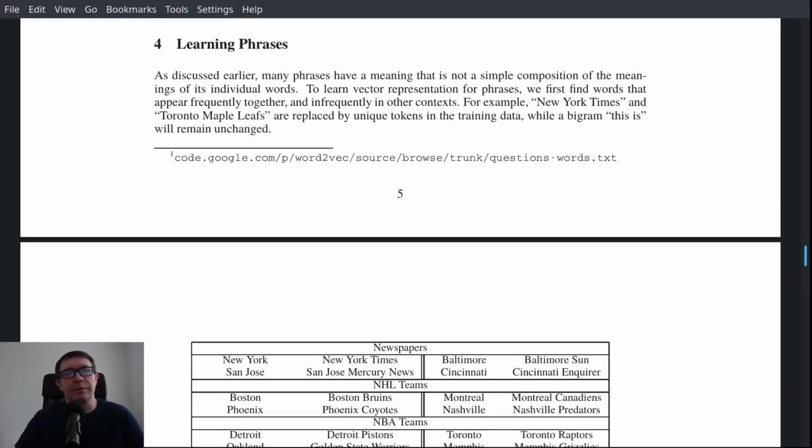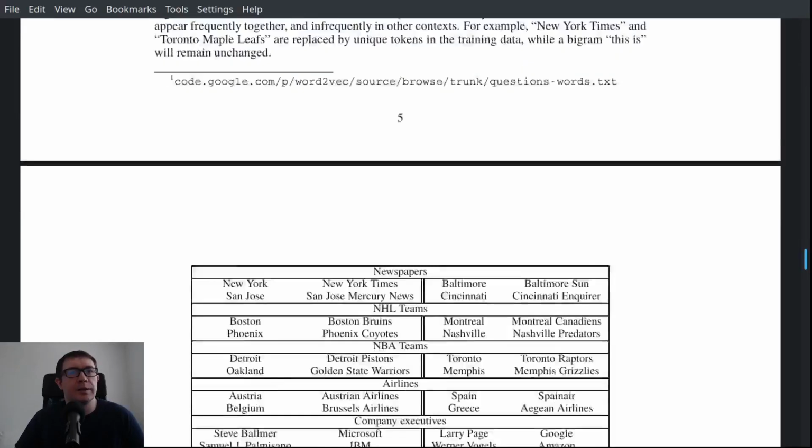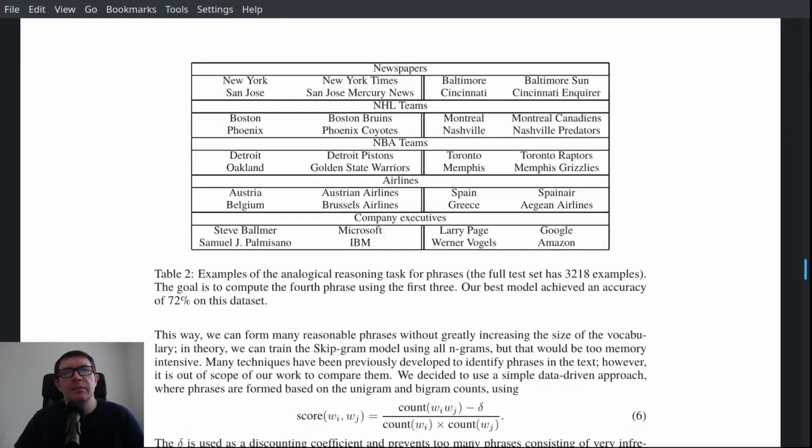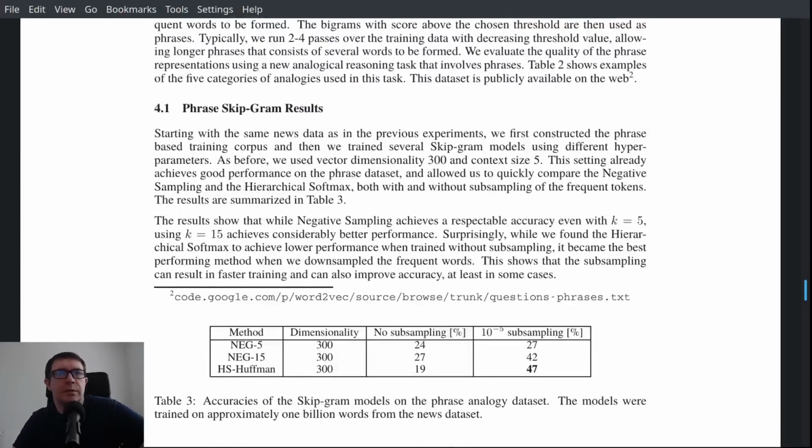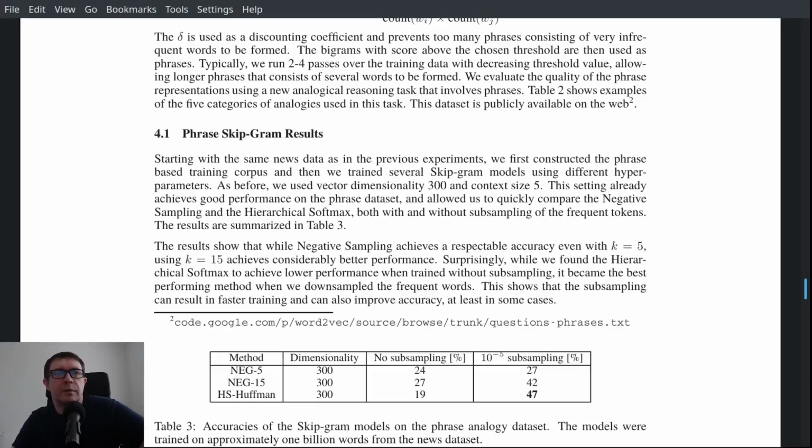Next, they talk about learning phrases, which is what we talked about with respect to idiomatic phrases like Toronto Maple Leafs, New York Times. The idea here is that they're going to use some algorithm to figure out which words to use based on how often words appear together, and they toss out certain stuff, and then the result is that they get some decent results with 300 element vectors using the negative sampling in addition to the subsampling.